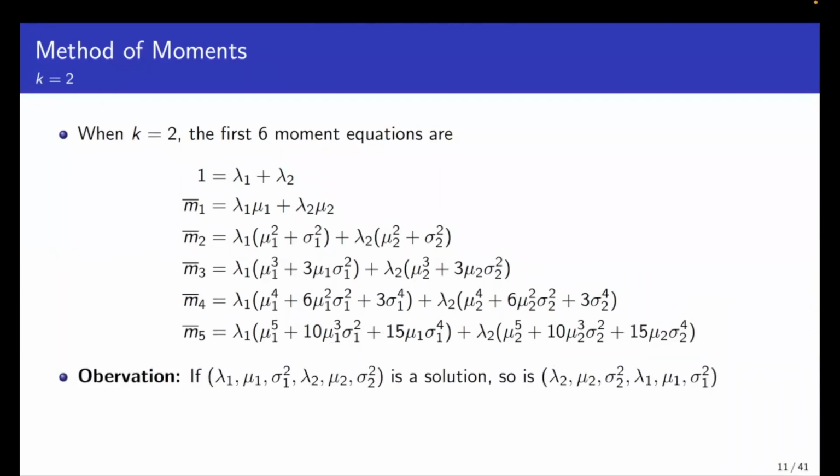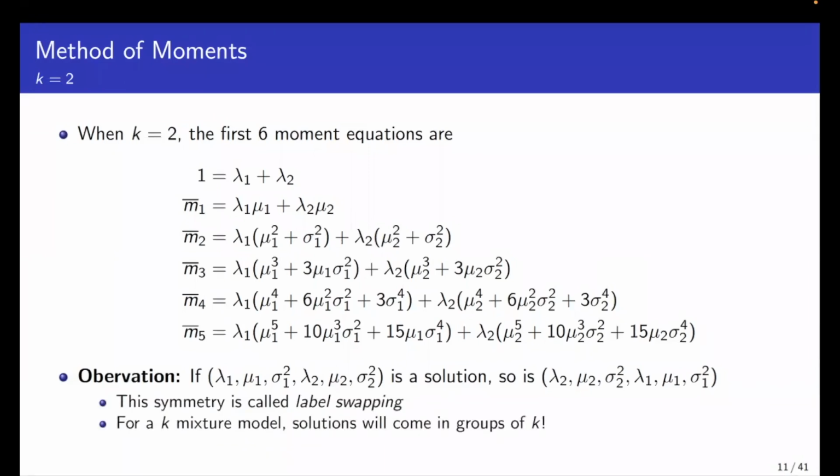Namely, if (lambda 1, mu 1, sigma 1 squared), (lambda 2, mu 2, sigma 2 squared) is a solution, so is the solution that happens if I just permute the indices. This type of symmetry is very well documented and studied in the statistics literature, and it's known as label swapping. What this tells us is that for a k mixture model, solutions are always going to come in groups of k factorial, right?